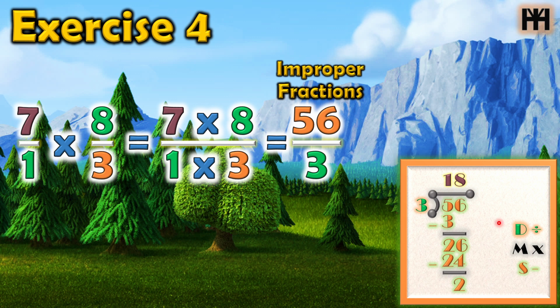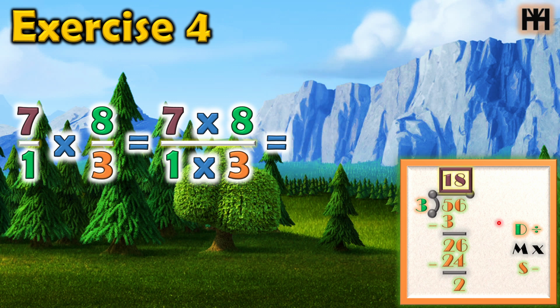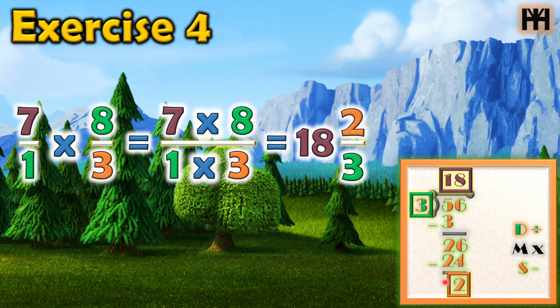So here, the 18 will be our whole number, and the 3 here will be our denominator, and the 2 here will be our numerator. Can we simplify them further? No. So that's it for this one.